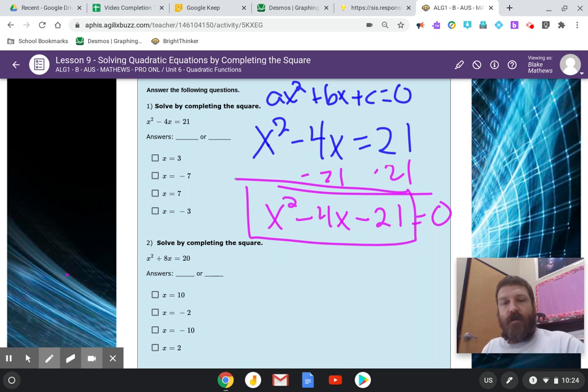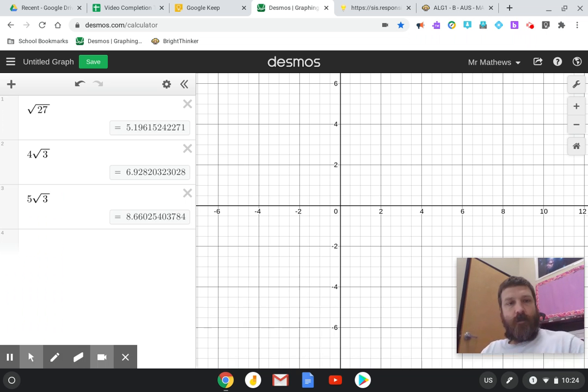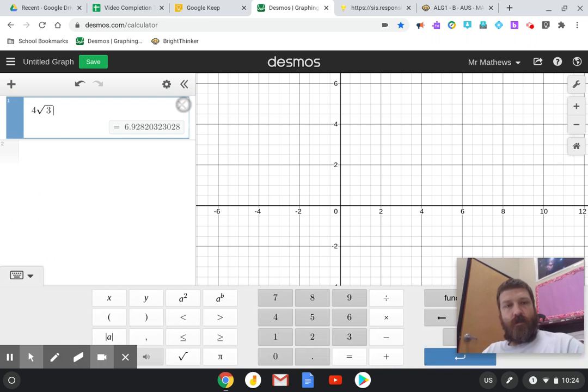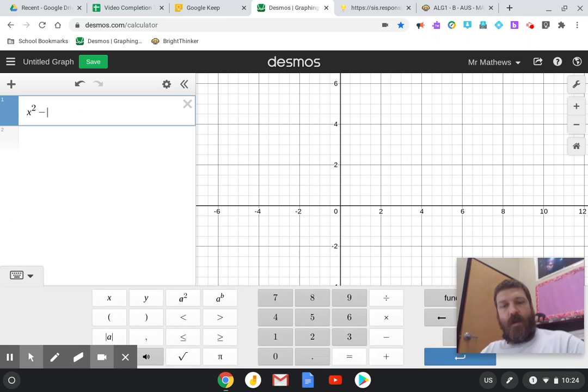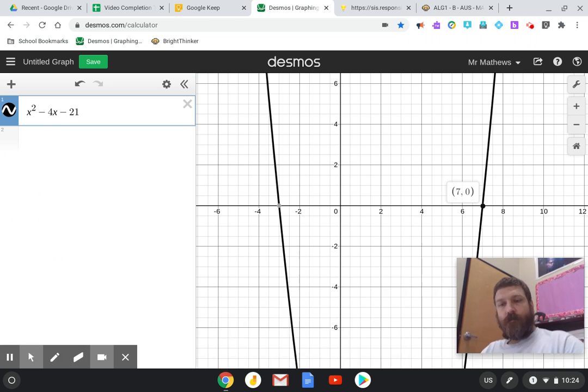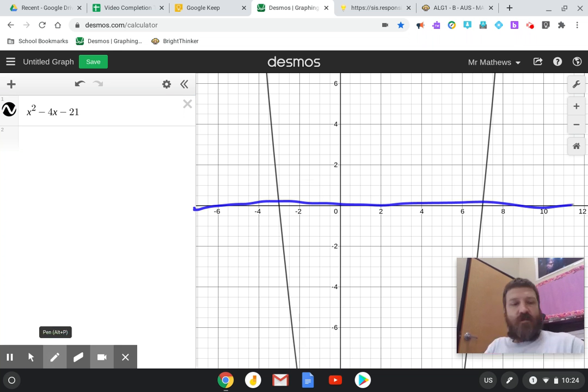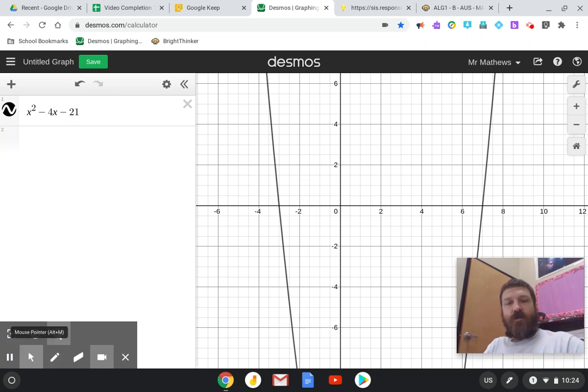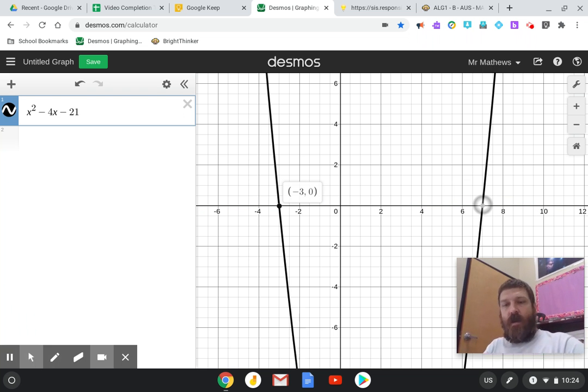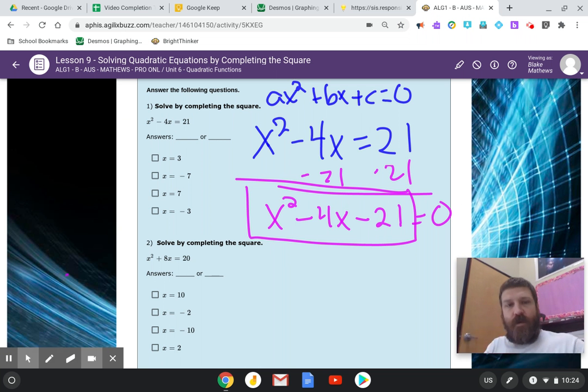And I'm going to put that into the Desmos system. X squared minus 4x minus 21. And then I'm going to go look. That's why this graph is so helpful. I have two solutions. Remember, solutions are the places where the graph crosses the x-axis. So our two solutions are -3 and positive 7. Hop back over here: -3, positive 7. That is it for this lesson.